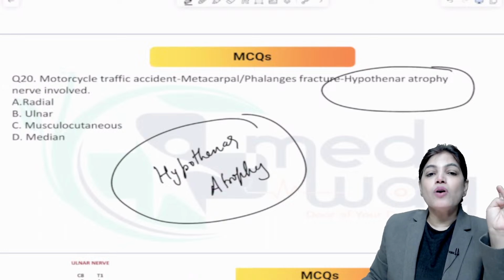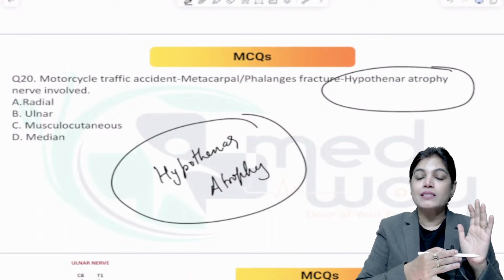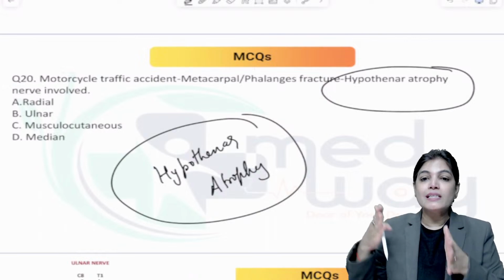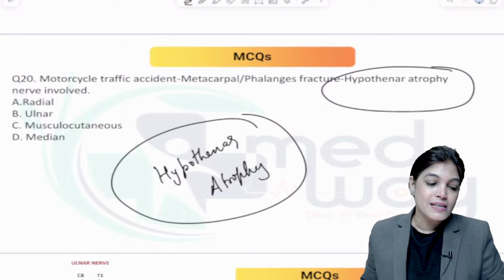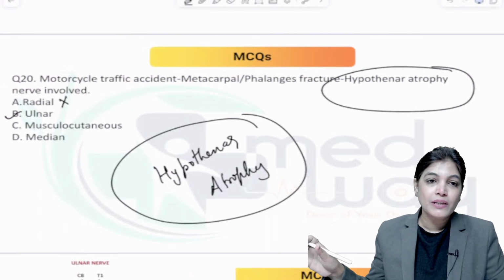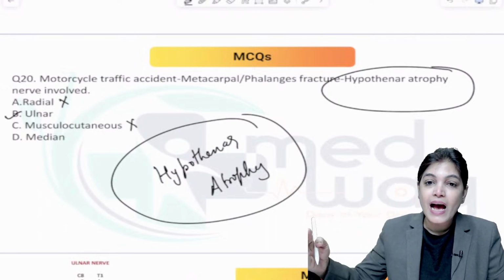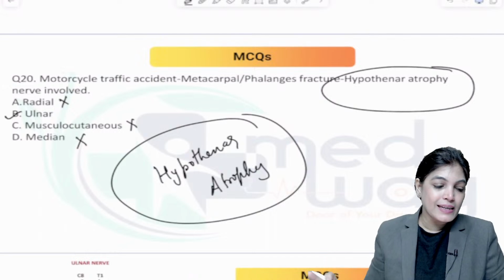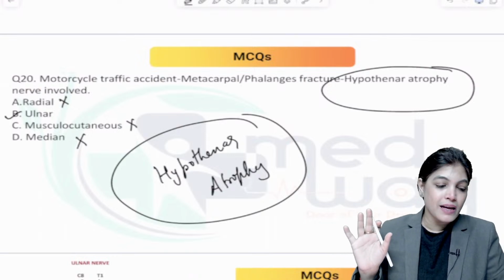Okay, hypothenar. We know that the hypothenar eminence is formed by the hypothenar muscles, which consist of abductor digiti minimi, opponens digiti minimi, and flexor digiti minimi. These are the muscles forming the hypothenar eminence, and if there is an injury to the hypothenar eminence, that means the ulnar nerve is definitely injured. So the ulnar nerve is the right answer. The radial nerve does not give any innervation to the hypothenar. The musculocutaneous nerve innervates biceps brachii, brachialis, and coracobrachialis. The median nerve innervates the thenar muscles, not the hypothenar muscles. Okay? Why is the ulnar nerve the right answer? Understood? Now let's see.